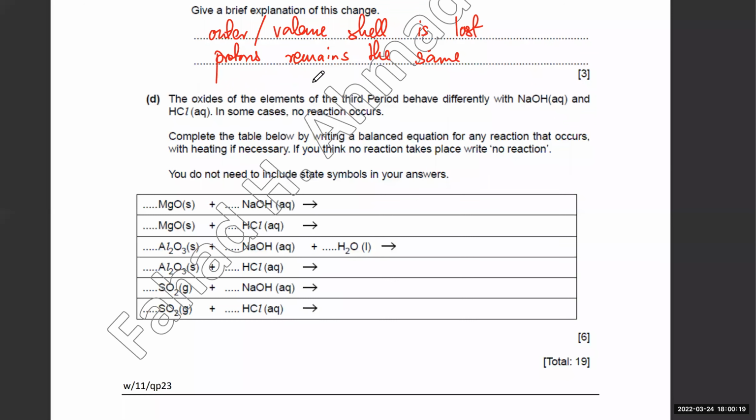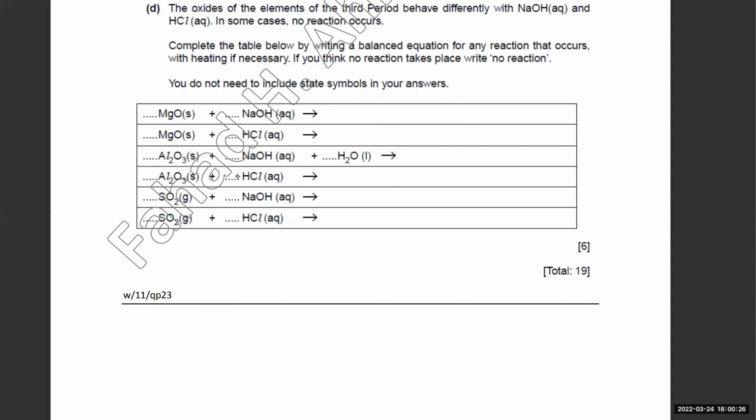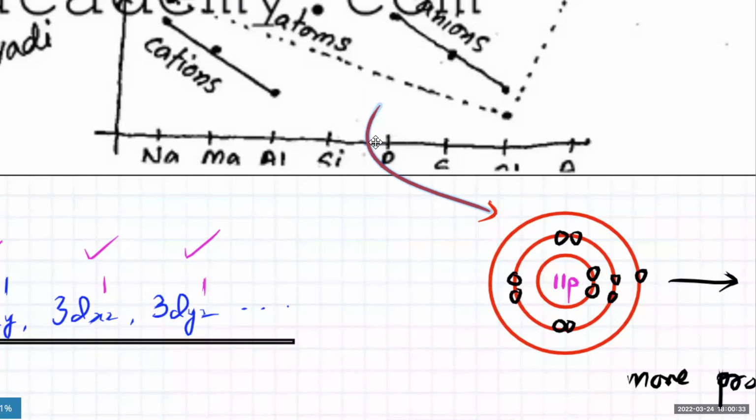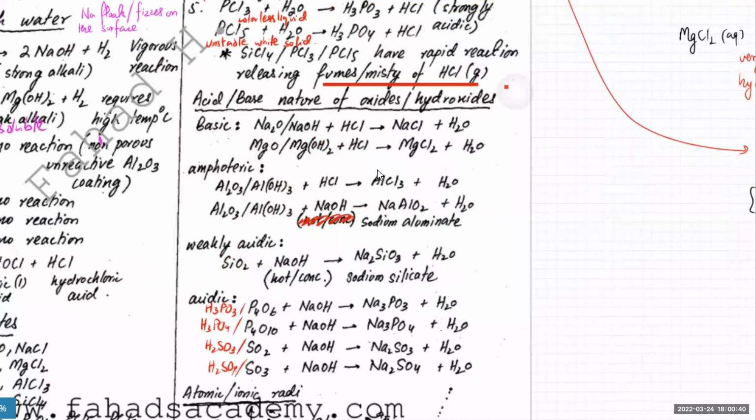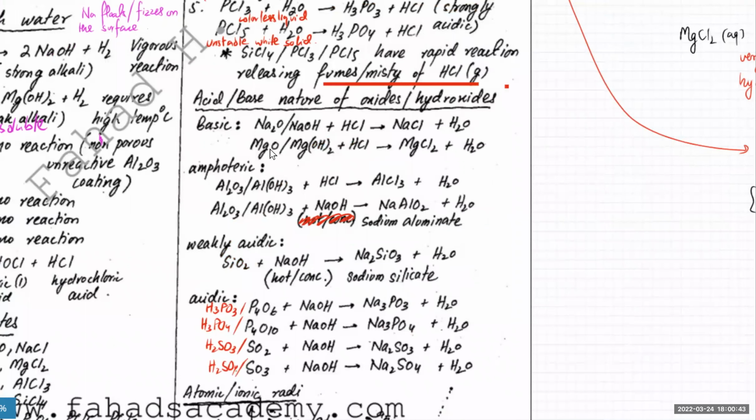Let's move to the next one. The oxides of the elements of the third period behave differently with NaOH. This is about the acidic and basic nature of their oxides and hydroxides. So let's just quickly have a look at which oxides are basic and which ones are acidic. Here is given the acidic and basic nature of oxides. So you've got sodium oxide and magnesium oxide. The first ones, they're basic. They would react with acids and produce salt and water. So metal oxides are basic. So that's the first part.